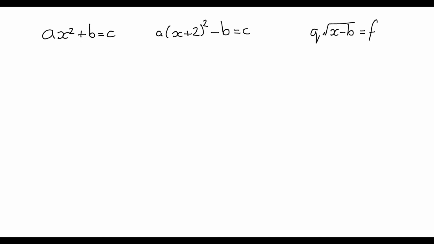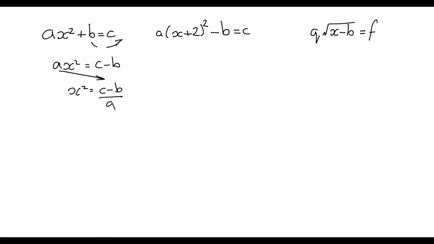So let's have a look at this first problem. In this first problem, we've got ax squared plus b. So I want to get the ax squared on its own first. So I'm going to move the b to the other side. So I've got ax squared equals c minus b. I still don't have the squared part on its own. To do that, I need to divide by a. So I've got x squared equals c minus b all over a.